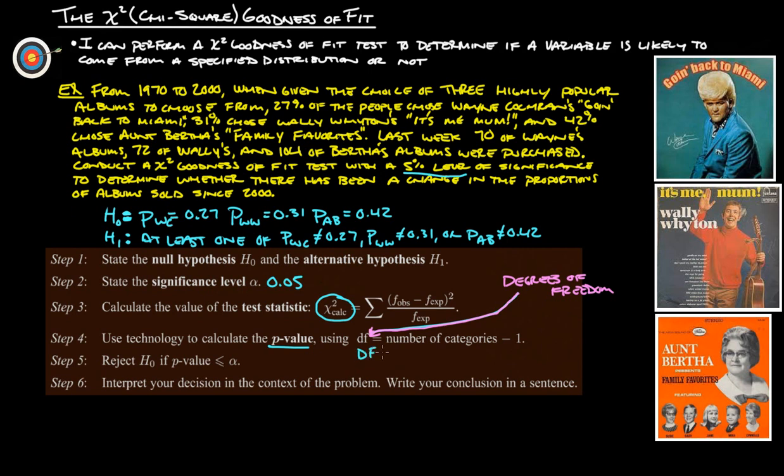RDF is going to equal 2, because we have 3 categories, subtract 1, which is 2. Degrees of freedom is the number of values that are free to vary. So basically just remember it's always minus 1. Reject H0 if the p-value is less than or equal to alpha. So in this inequality, we've got less than or equal to 0.05. We're going to go through and calculate this and see what we come up with.